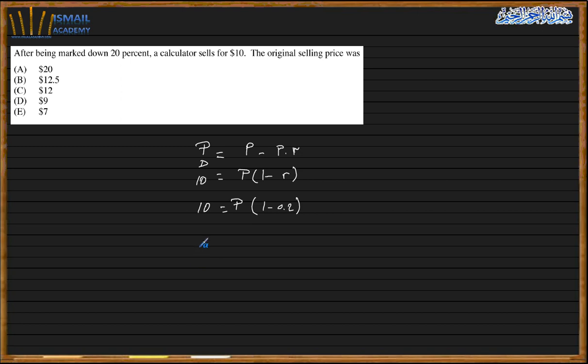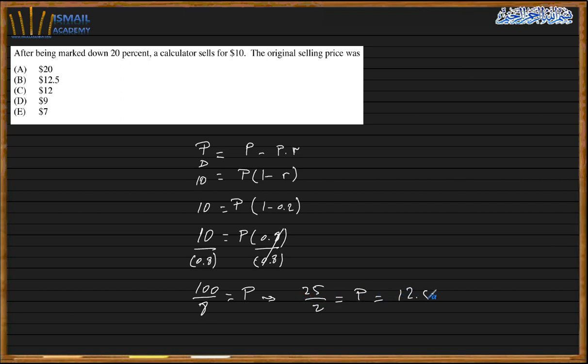10 equals the price times 0.8. So to find the original price, we divide both sides by 0.8. Alright, so here I will end up having 100 over 8 equal the price, because I multiply both sides by 10 so I don't divide by a decimal. Here if I divide both sides by 4, I get 25 over 2 is the price, which in decimal is 12.5. So B is my choice.